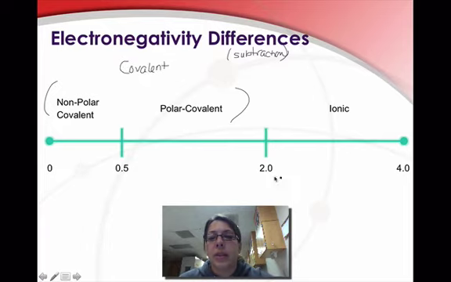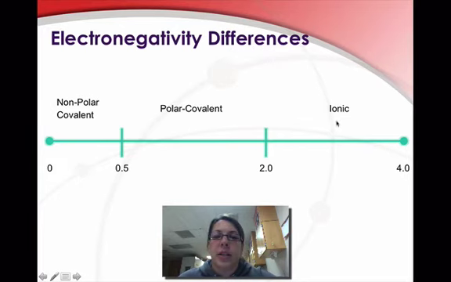So if your difference is greater than 2 when you subtract them, you're more than likely going to have an ionic bond. If your difference is less than 2, then you could either have a polar covalent or a nonpolar covalent. And we'll talk more about those in just a second, what exactly they mean. But polar covalent is an unequal sharing of electrons, so one atom is going to pull harder on the electrons than the other. And then nonpolar is they're going to share the electrons very evenly. And then remember, ionic is when the electrons actually get transferred.